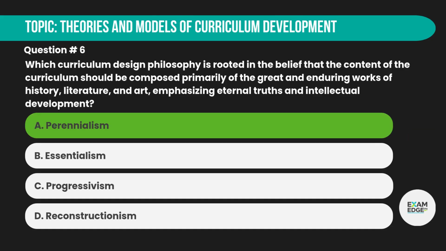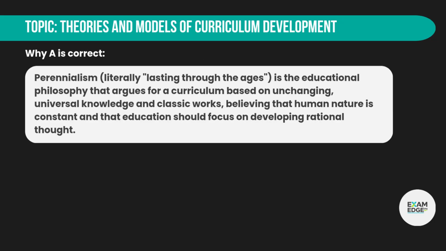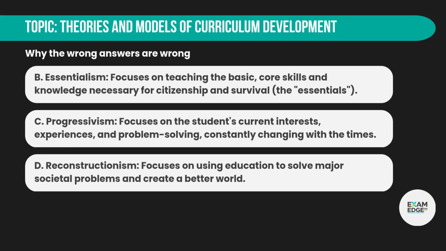Correct answer. A. Perennialism. Why A is correct? Perennialism, literally lasting through the ages, is the educational philosophy that argues for a curriculum based on unchanging, universal knowledge and classic works, believing that human nature is constant and that education should focus on developing rational thought. Why the wrong answers are wrong?